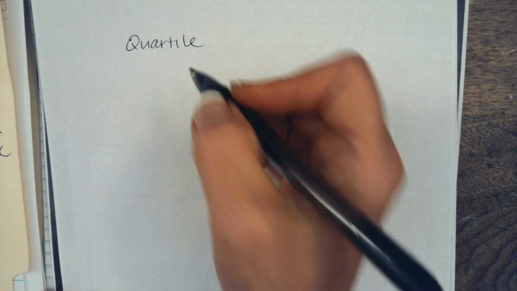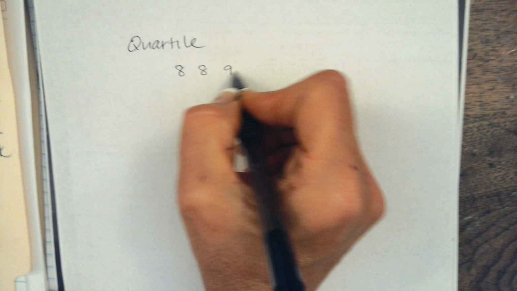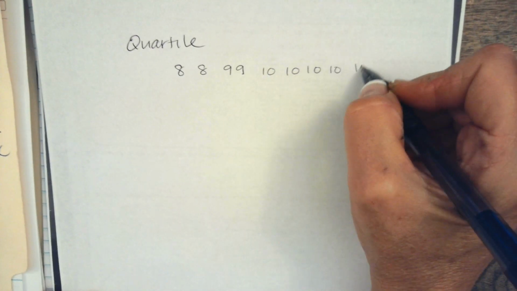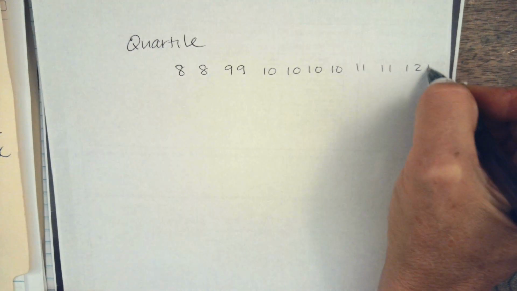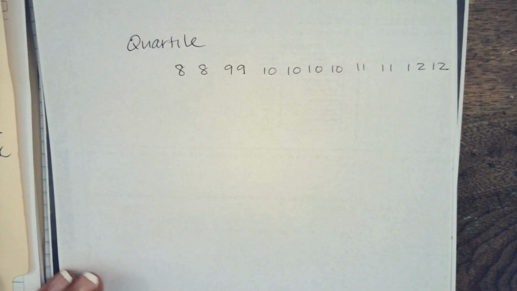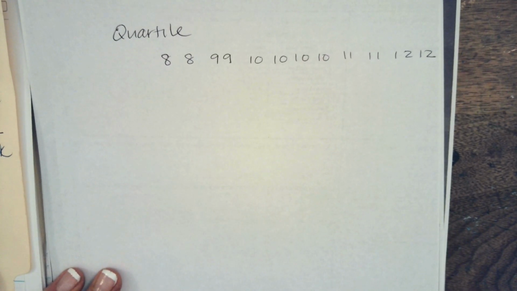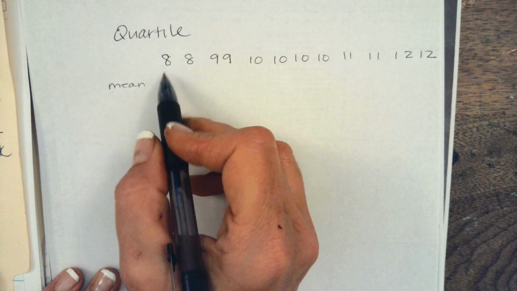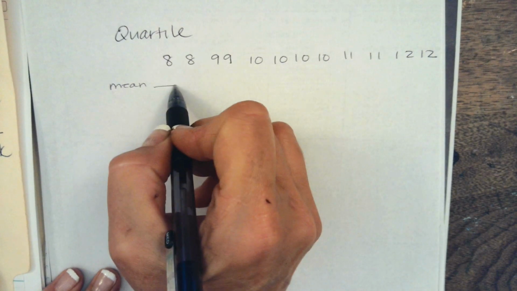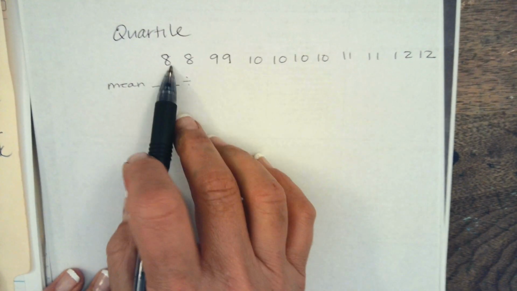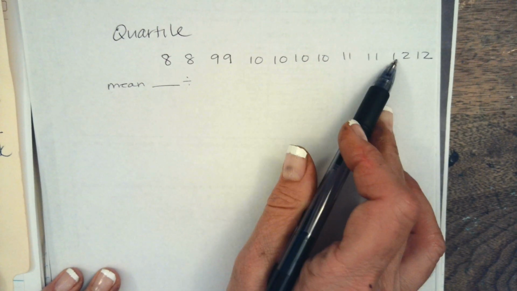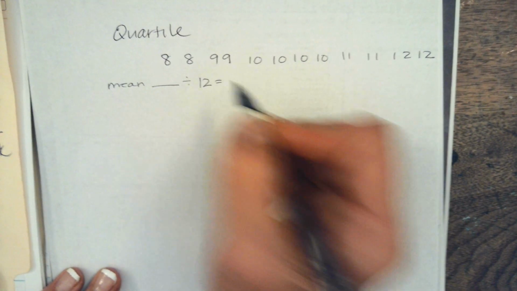Here is how you figure out quartiles. So here is our data, and to find the mean, we're going to add all of these together, and then divide by the number of numbers. So we have 1, 2, 3, 4, 5, 6, 7, 8, 9, 10, 11, 12. That would give you your mean.